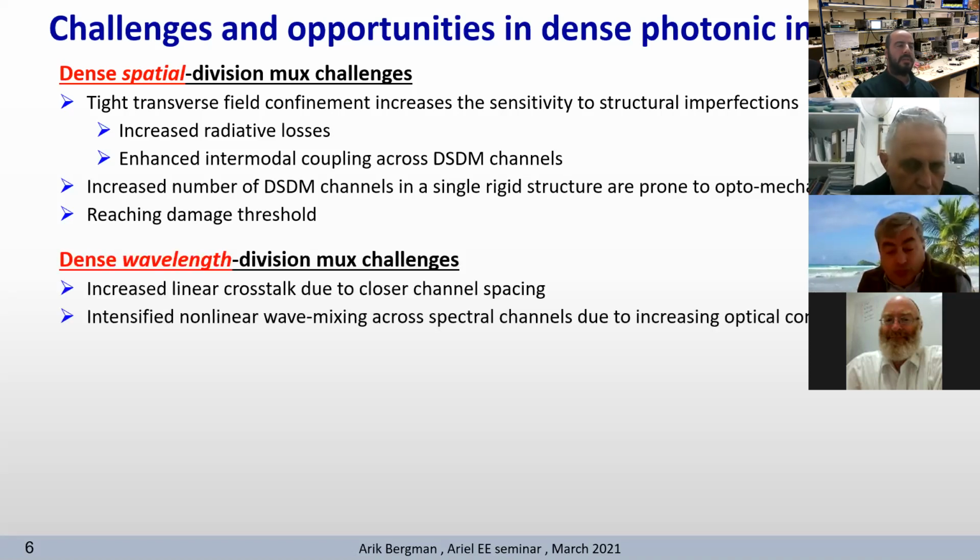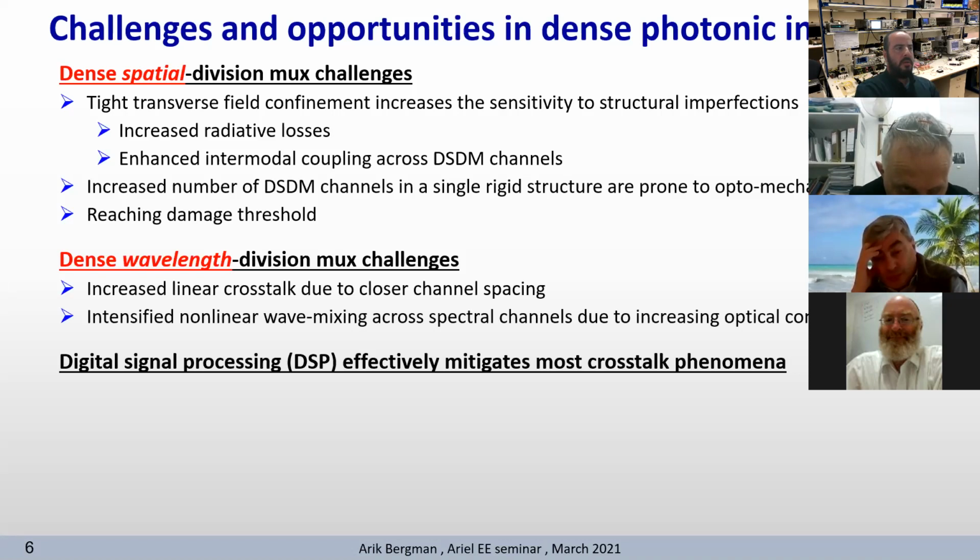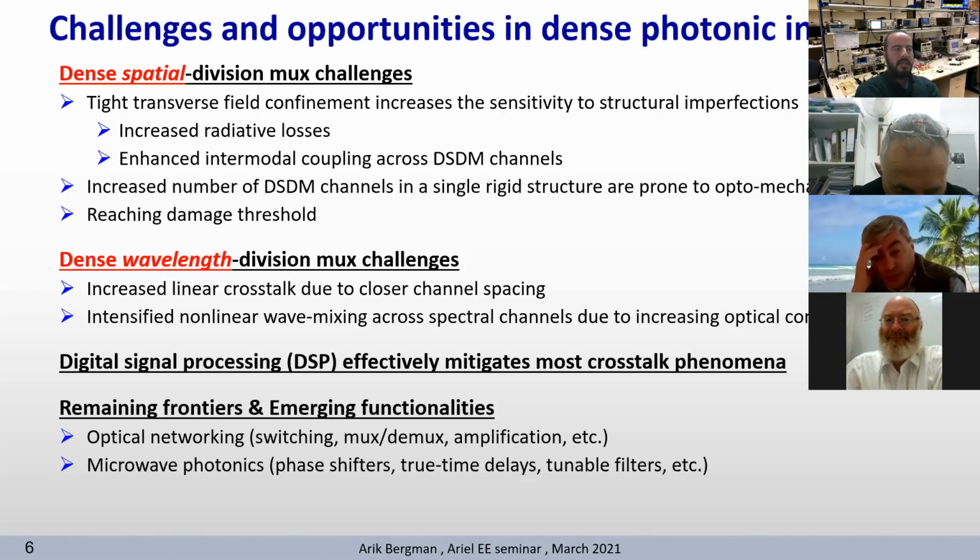In the frequency domain, high spectral density transmission is also compromised by the increasing linear crosstalk. Moreover, increasing optical confinement also intensifies nonlinear wave mixing between distinct spectral modes. Remarkably, the powerful DSP electronics mitigates most of the detrimental crosstalk effects in classical communication systems using techniques such as MIMO. Nonetheless, there remain several frontiers, such as optical networking and microwave photonics, where in situ control of wave propagation and scattering is necessary.